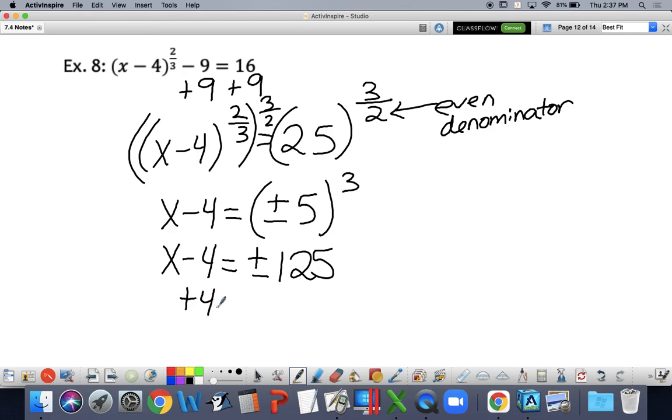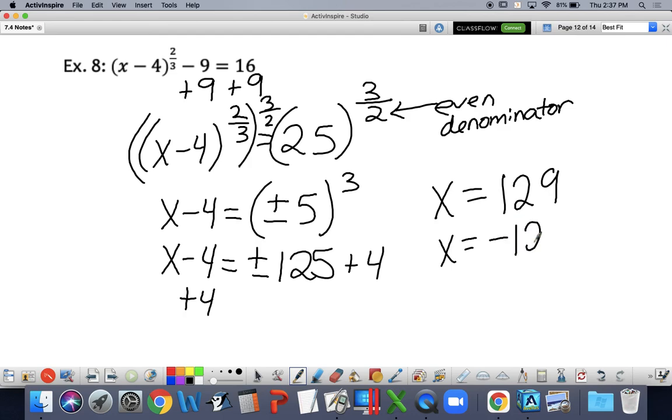Add 4. x equals positive 125 plus 4, 129. x equals negative 125 plus 4, negative 121. So don't forget that step either. And then we plug it in to double check. How about you guys just take me for my word? They both work. You guys have checked every single one so far.